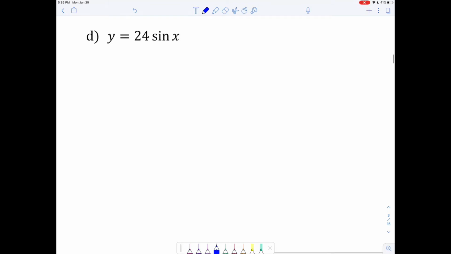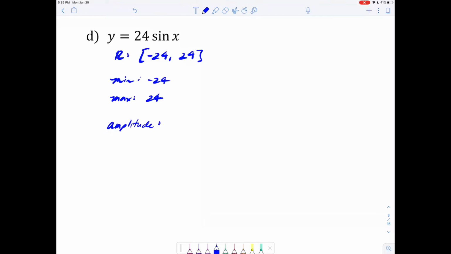And this last one, again, our range is normally -1 to +1, multiplied by 24 here, means we're going from -24 to +24. So we've got a minimum value of -24. We've got a maximum value of +24. And then our amplitude, which is still max minus min over 2, is going to be 24 minus -24, all divided by 2, which gives us 24.